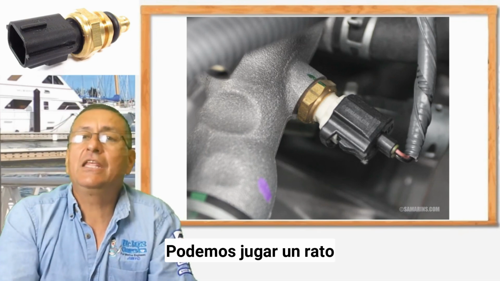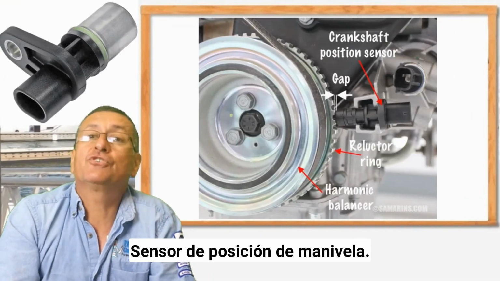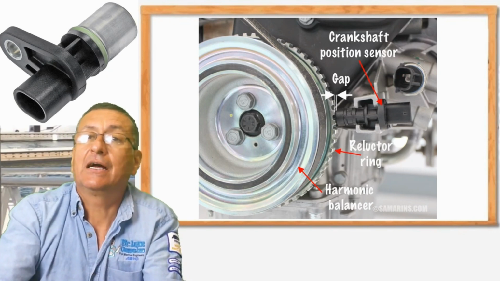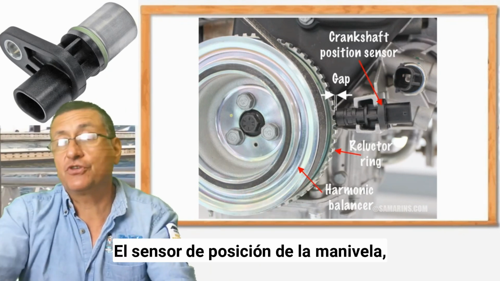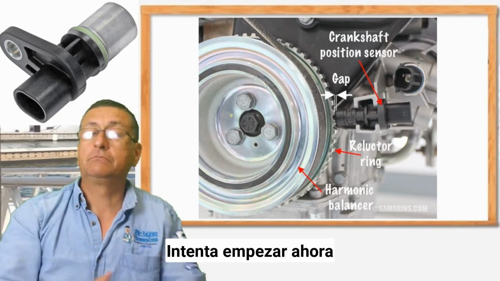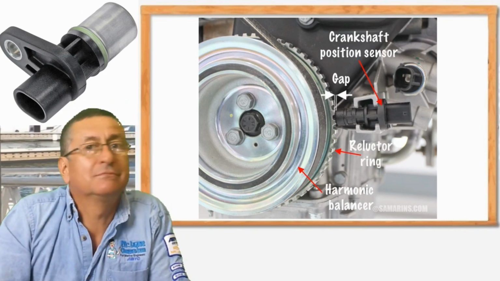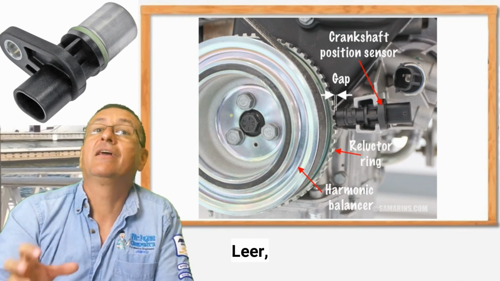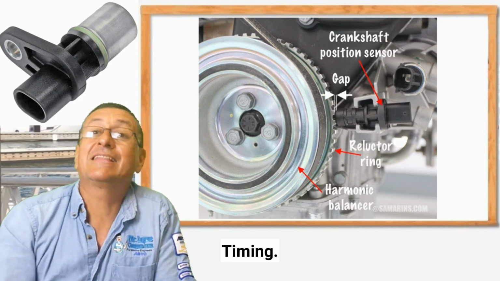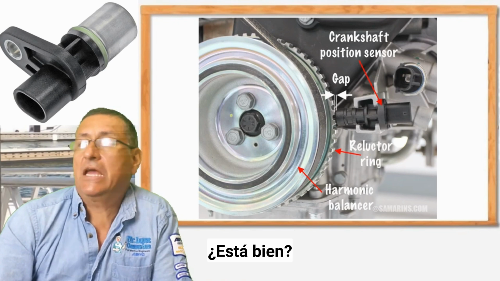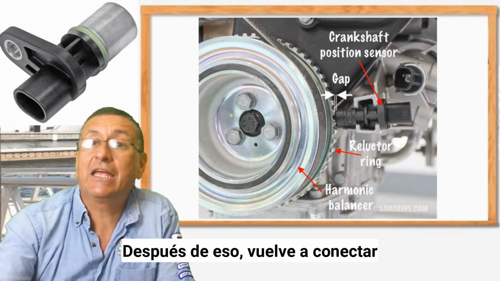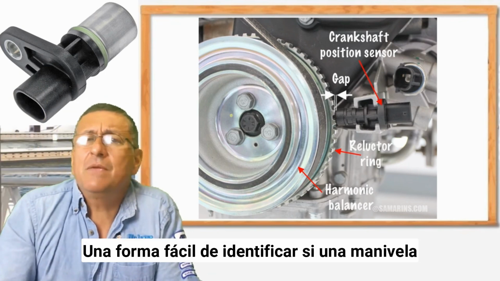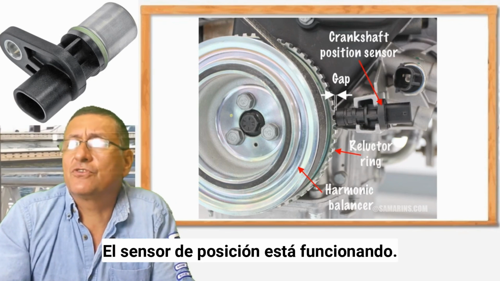We can play a little with the crank position sensor. For example, we can disconnect the crank position sensor and now try to start. The engine doesn't start because we don't have signal reading the timing. Okay, and after that connect it again and start the engine, and the engine starts immediately. This is a simple way to identify if the crank position sensor is working.